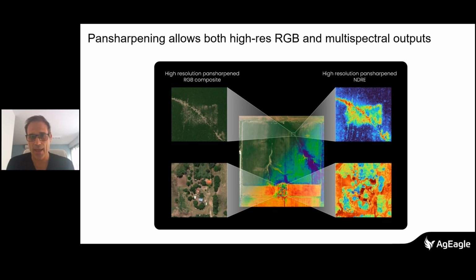What you can see here is a soybean field, with on one side the pan-sharpened RGB composite, and on the other side pan-sharpened NDRE imagery. You can only appreciate the true value of the pan-sharpened imagery when you compare it to other imagery, whether not yet pan-sharpened or from other kinds of sensors.